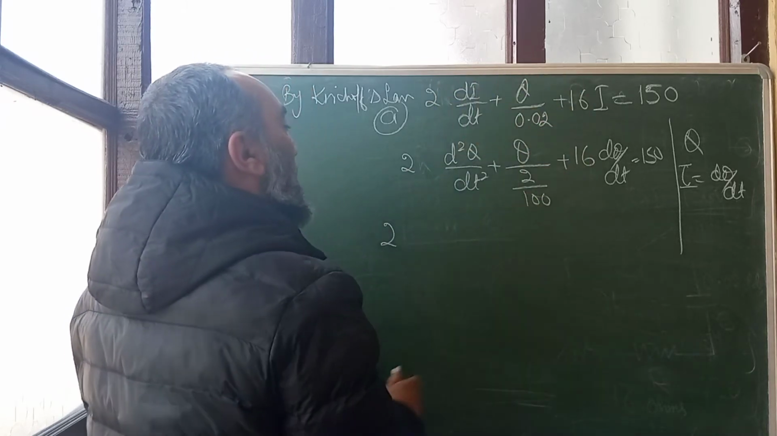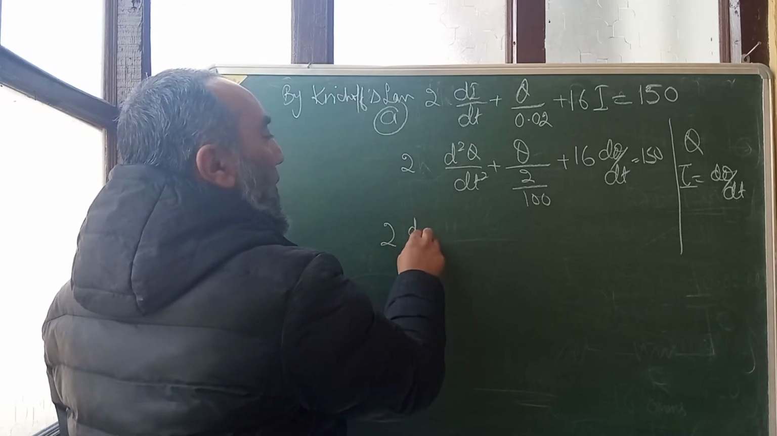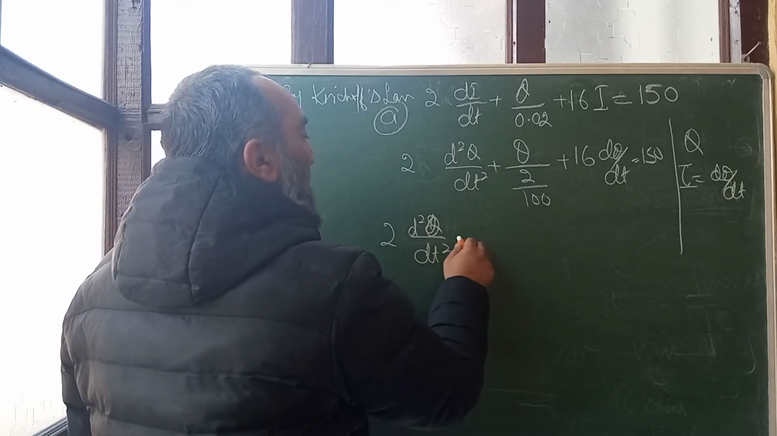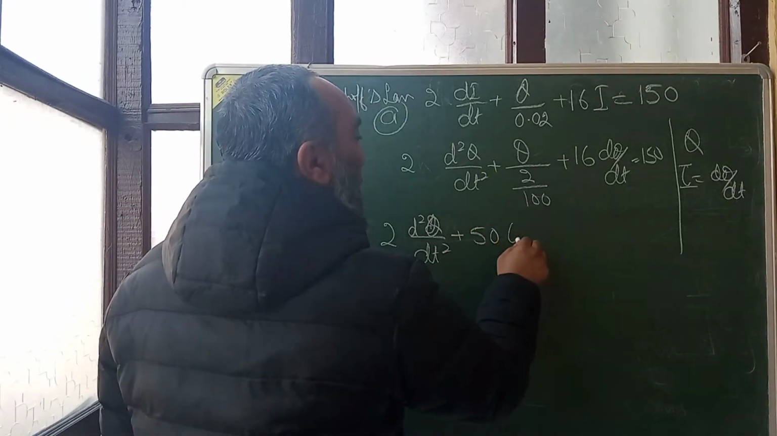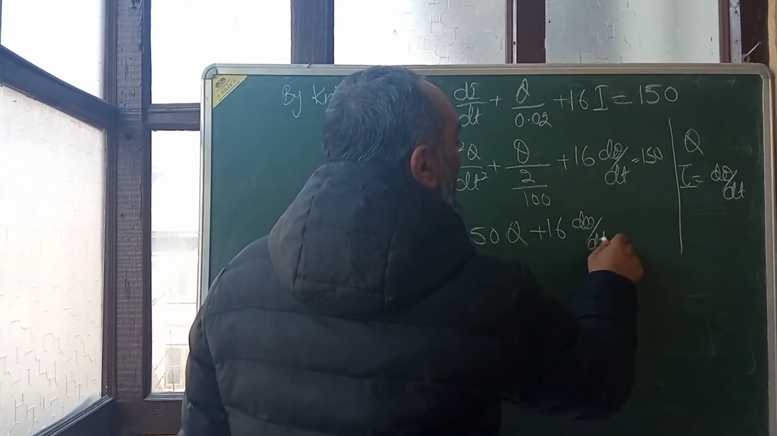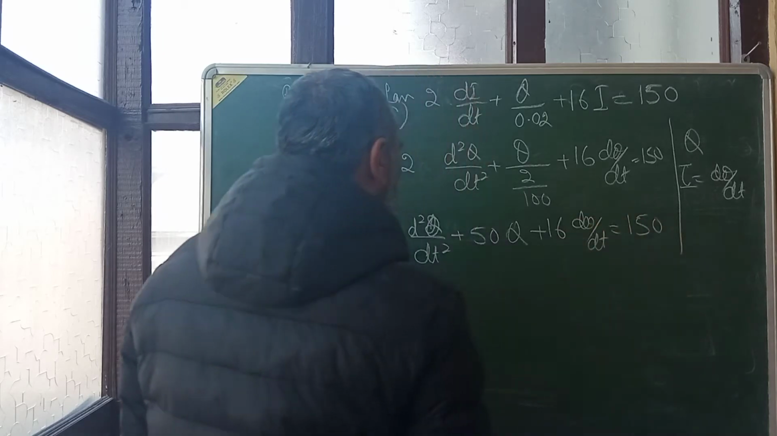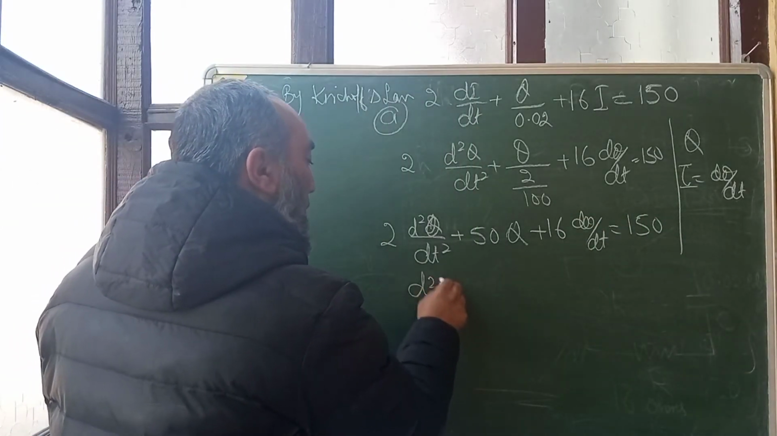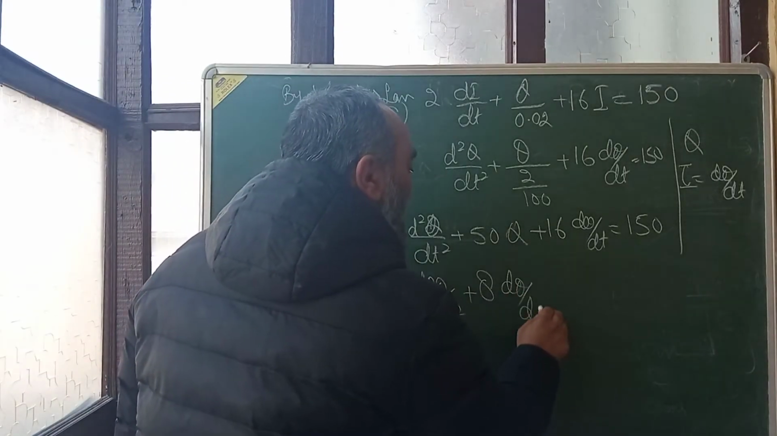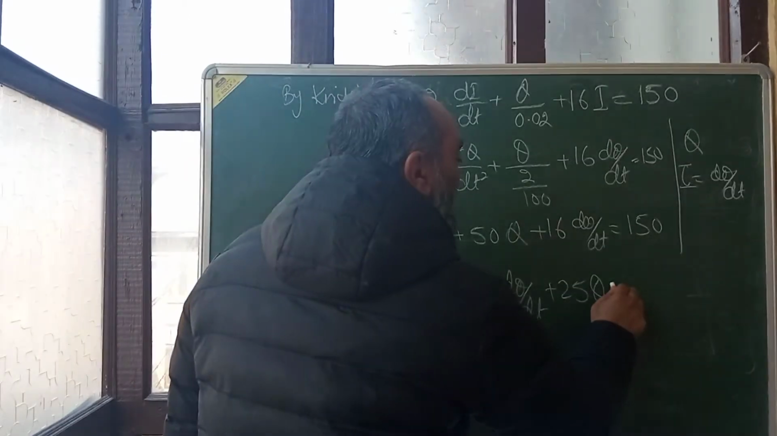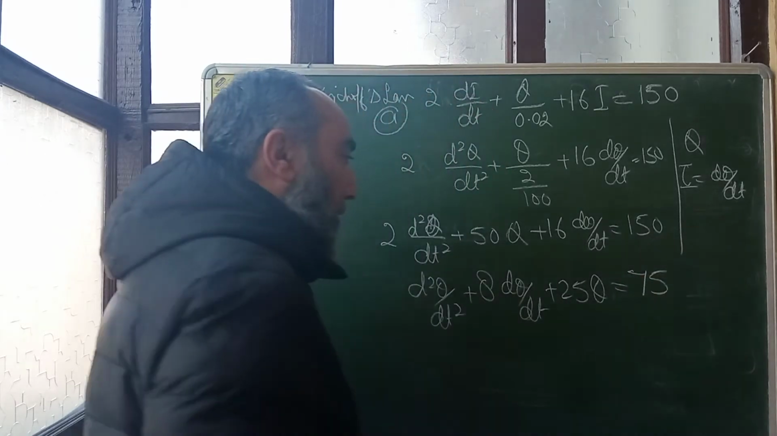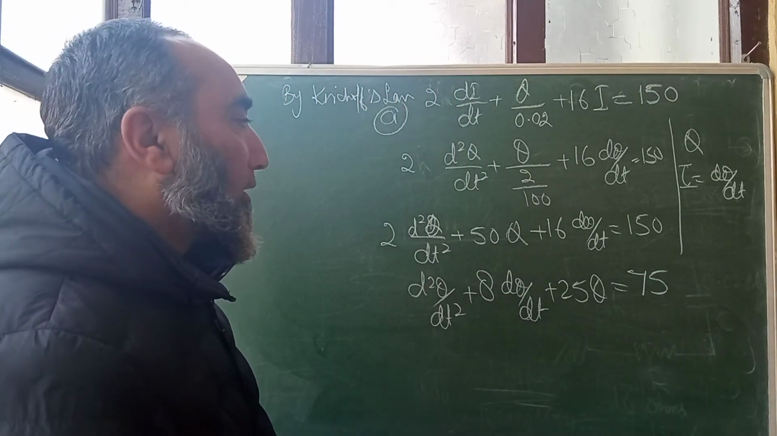H is Henries, 2. So 2 d2Q by dt2 plus 50 Q plus 16 dQ by dt is equal to 150. Or this is d2Q by dt square plus 8 dQ by dt plus 25 Q is equal to 150 by 2, that is 75. Okay, this is it.